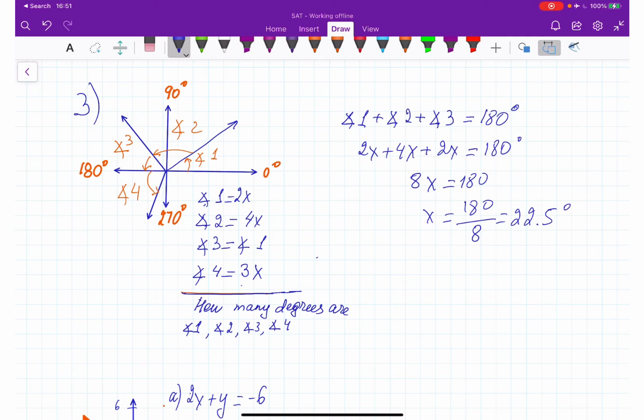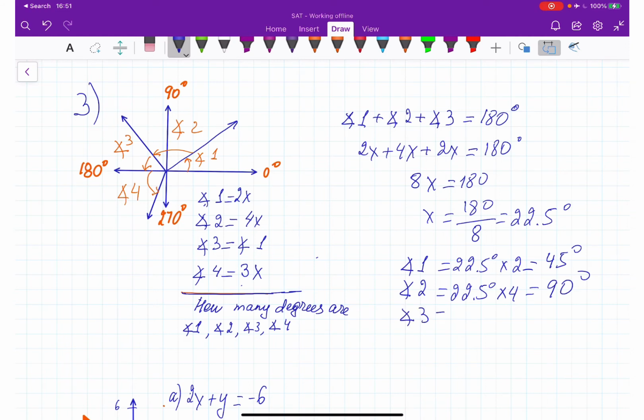22 and a half degrees for every x, which means from here, angle 1 is going to be equal to 22.5 times 2, right? And it's going to be equal to 45 degrees. Angle 2 is going to be equal to 22.5 times 4. It's going to be equal to 90 degrees, which looks right. Angle 3 is going to be equal to angle 1, which is 45 degrees.